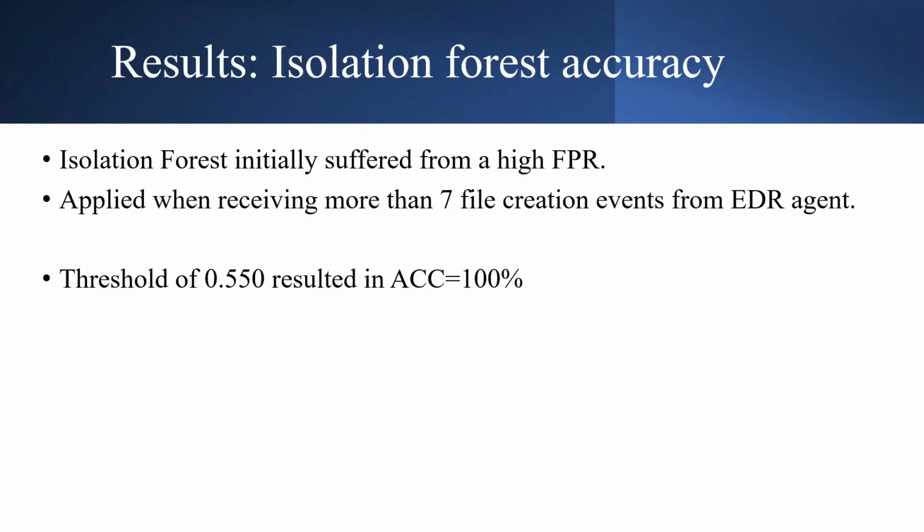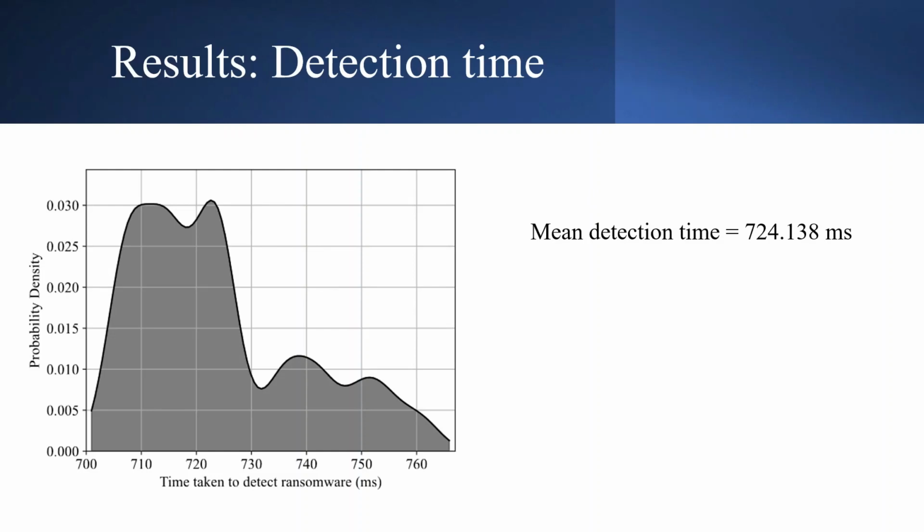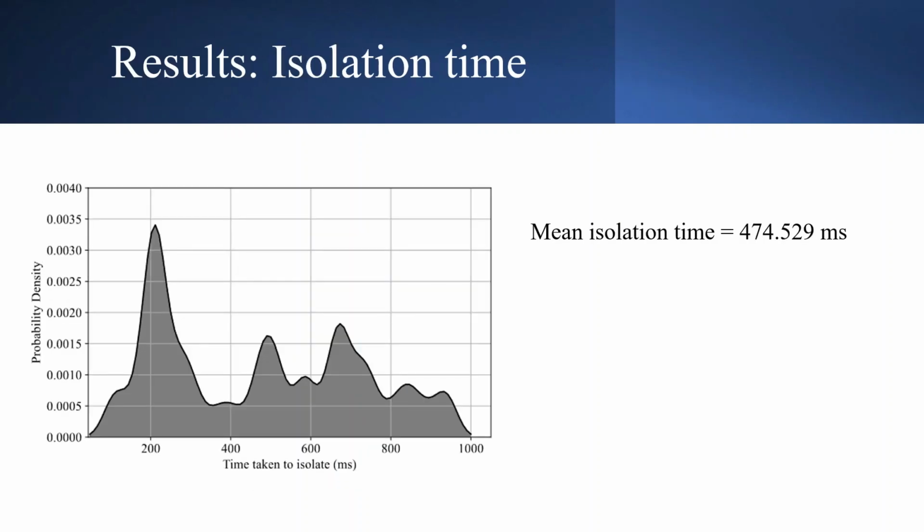The isolation forest initially suffered from a high false positive rate. However, this was improved upon by implementing a frequency-based threshold, meaning that the isolation forest is only applied when receiving more than 7 file creation events from any EDR agent in the virtual machine network. With a threshold of 0.55, the isolation forest achieved a detection accuracy of 100%. The mean detection time was 725 milliseconds. The mean isolation time was around 475 milliseconds.